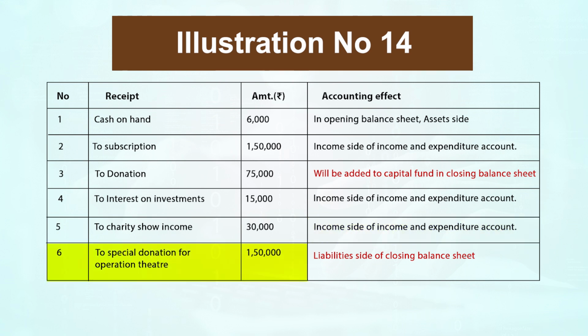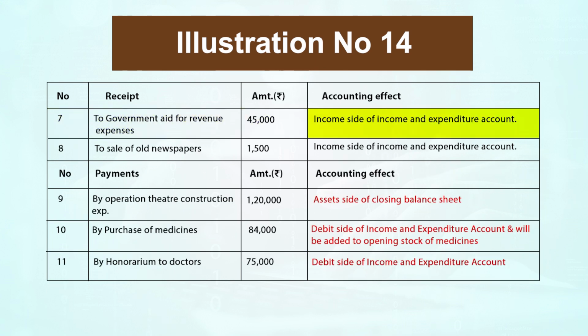Special donation for operation theatre, yeah, it is our liability. So, liability side of closing balance sheet. Government aid, income side of income and expenditure account. Next, sale of old newspaper, it is our income, thus it will add in the income side of income and expenditure account. Next, buy operation theatre construction expenses, it is our asset, so asset side of closing balance sheet. Purchase of medicine, that is 84,000, debit side of income and expenditure account and it will be added to opening stock of medicine as well.